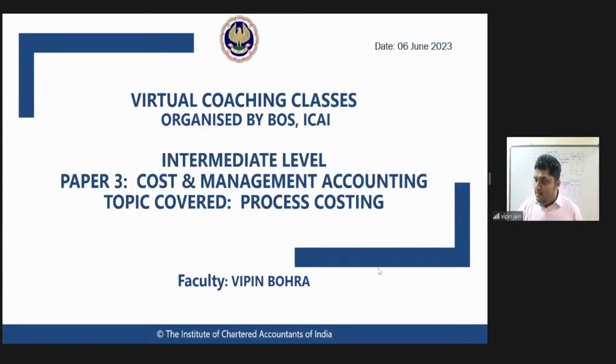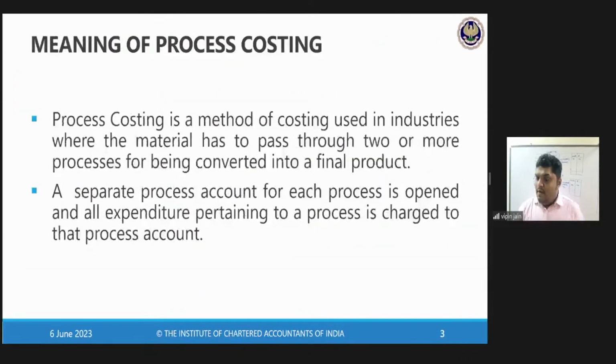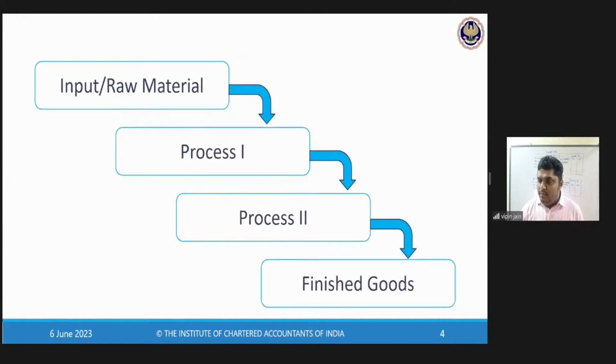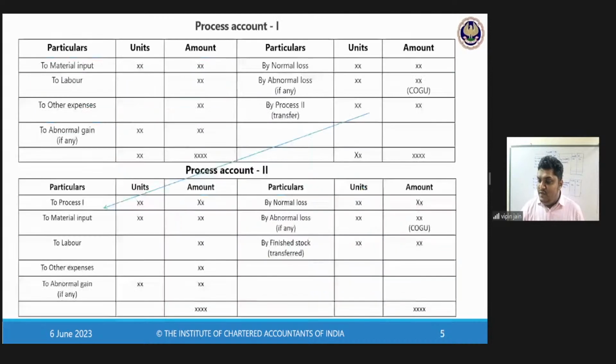So guys, when talking about the meaning of process costing, this is a method of costing used by industries wherein the raw material has to pass through two or more processes before being converted into the final product. A separate process account for each process is opened and all the expenditure pertaining to a process is charged to that process account. The input is transferred to process first, the output of process first is transferred to process second, and the output of process second is transferred to finished goods.